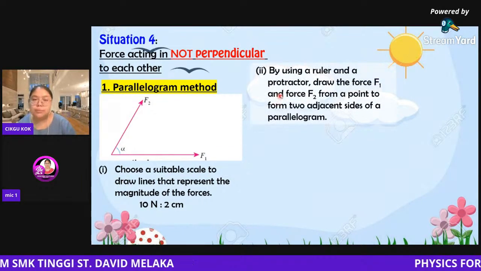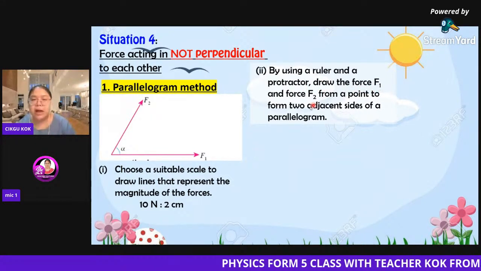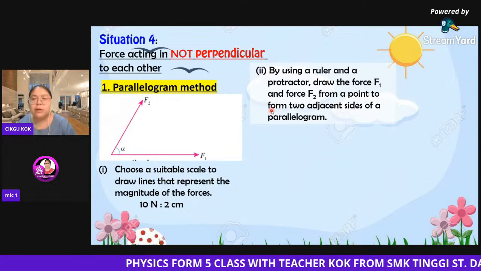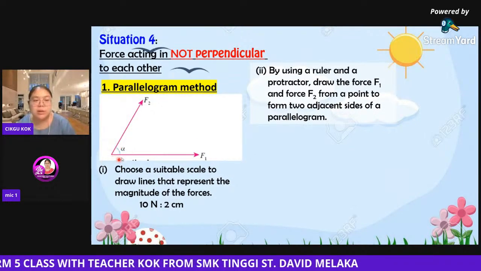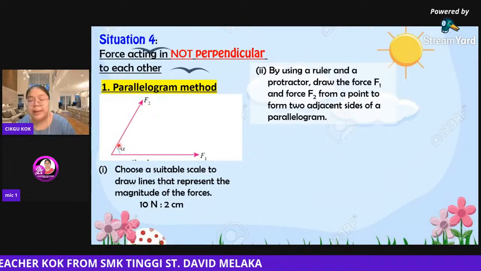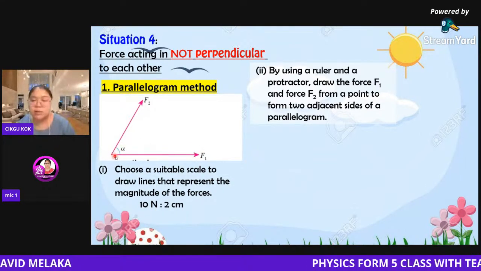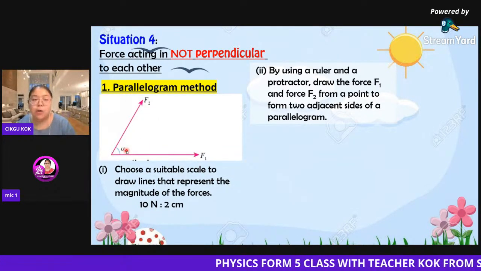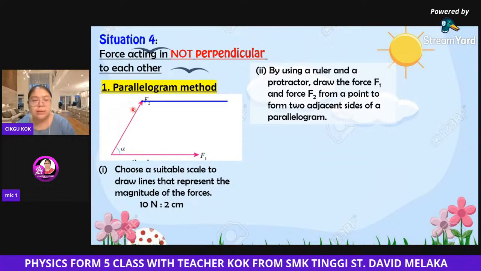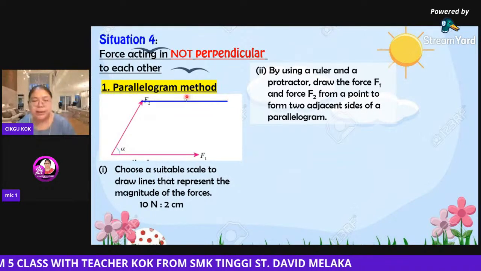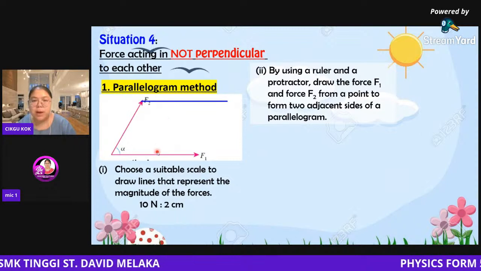Number 2, use the ruler and a protractor to draw the forces F1 and F2 from a point to form the two adjacent sides of the parallelogram. So that means the question must tell you the angle. You set the two lines, how long already, then you must use your protractor to find what the angle alpha is. Okay, then we try to draw. So we draw the first line. The first line must be parallel with F1.